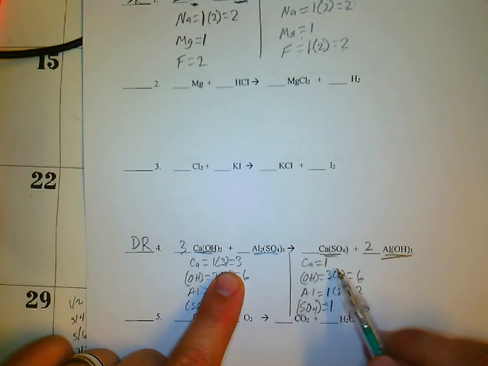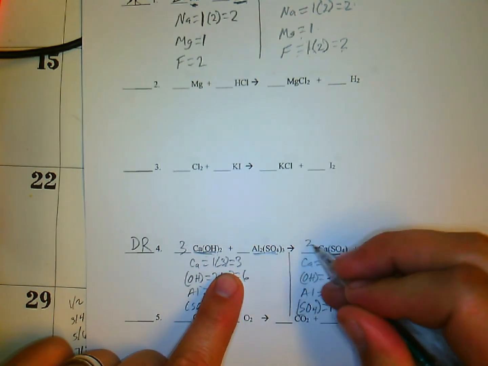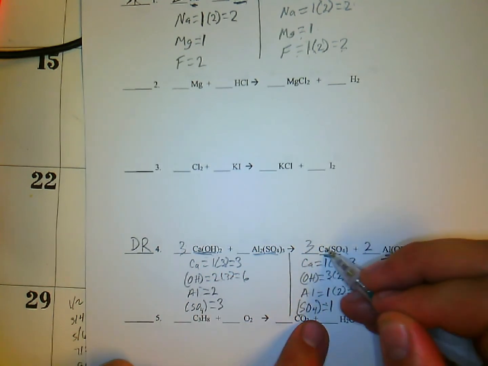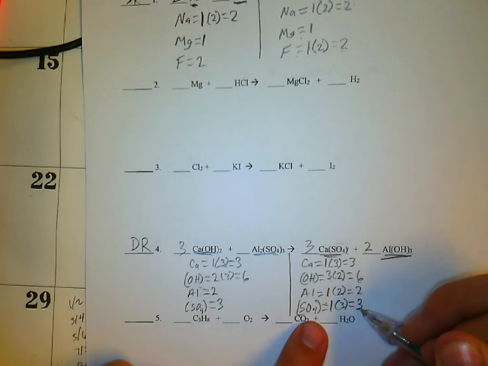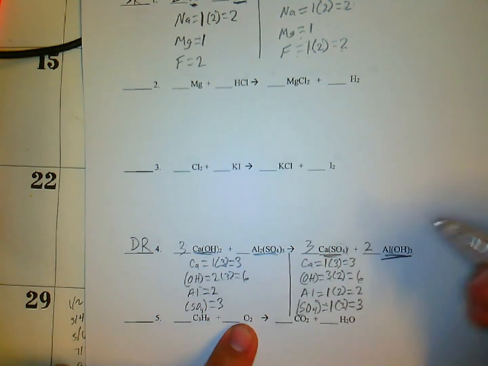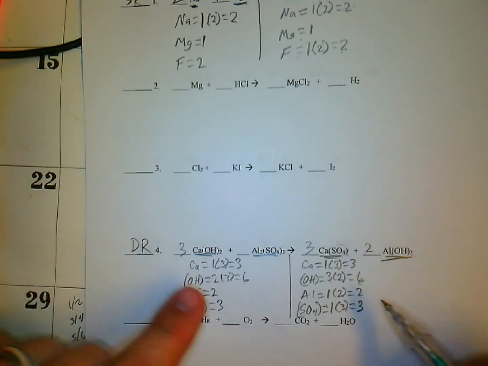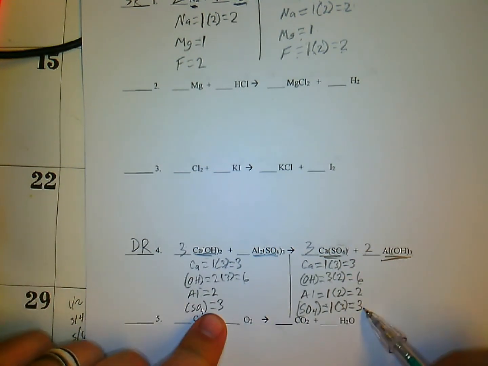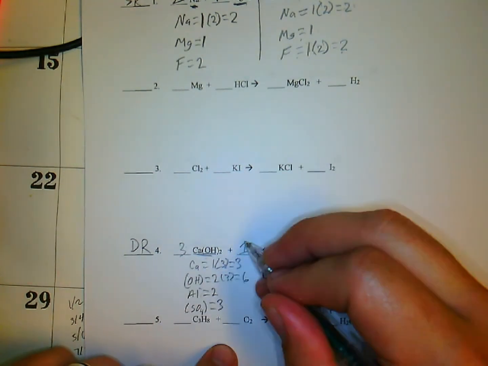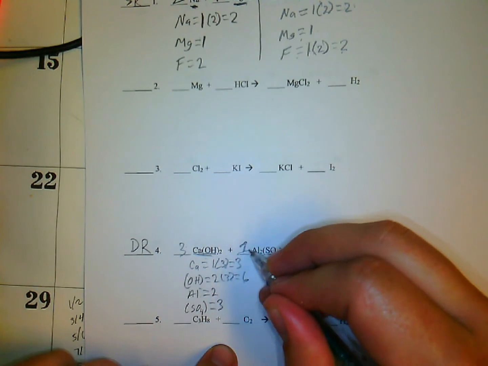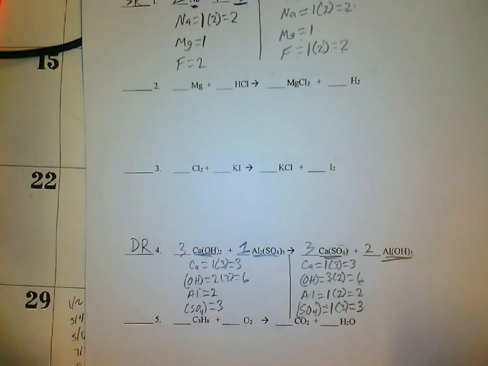Alright, so now I have 3 here and I have 1 here. Bounce back. Multiply that by 3, that'll give me 3 on this side. That's my coefficient. Multiply this now, so now that affects my sulfate. Now I have 3, I have 3. Let's check. 3, 3, good. 6, 6, good. 2, 2, good. 3, 3, good. So then this has to be a 1. So your coefficients will be 3, 1, 3, 2. And that's how we do it.